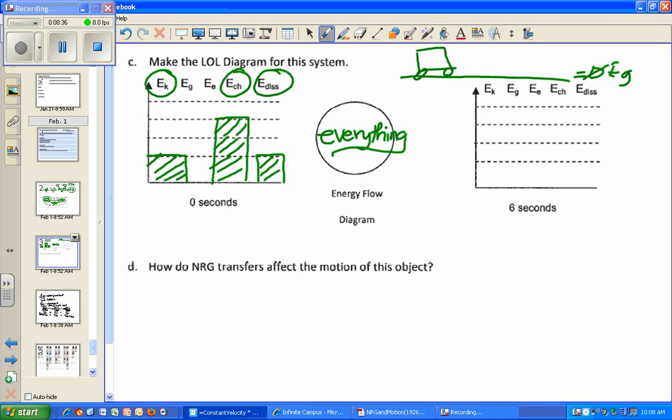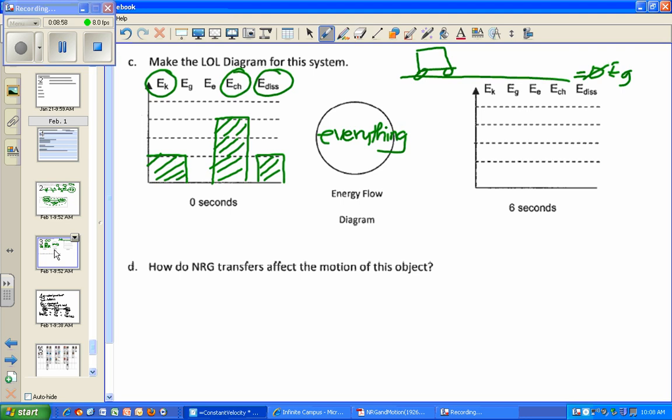Are there any energy transfers into or out of this system? No, because everything is in the system. If there were things outside of the system, then remember you'd have to draw your arrows out or you'd have to draw your arrows in, showing those energy transfers into or out of the system. In this case, that does not exist.